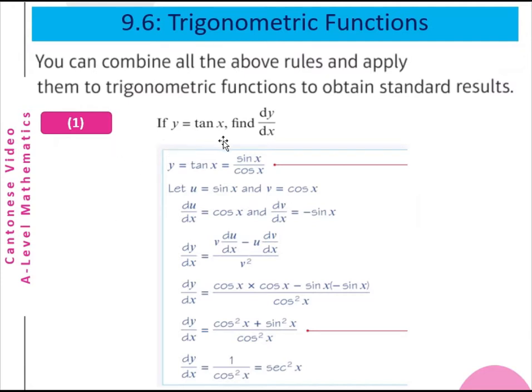Example one, if you have y equal to tan x and you want to find the differentiation dy by dx, it's equal to sin x over cos x, and let u be sin x and v be cos x. So du by dx is equal to cos x, and dv by dx is equal to minus sin x. By the quotient rule, you have dy by dx equal to (v du by dx minus u dv by dx) over v squared. So dy by dx is equal to cos x multiplied by cos x minus sin x multiplied by minus sin x, over cos squared x. So you have cos squared x plus sin squared x equal to 1, over cos squared x, and the result is equal to sec squared x.